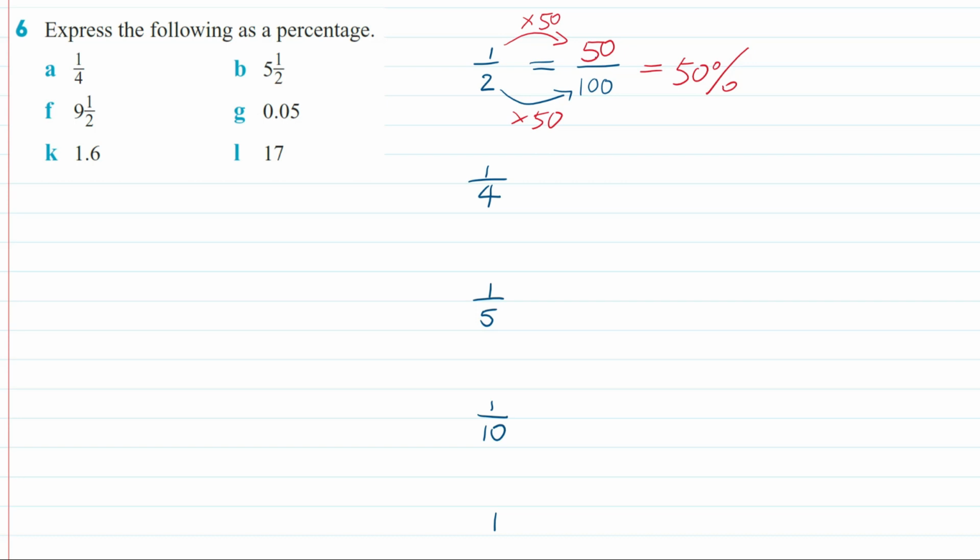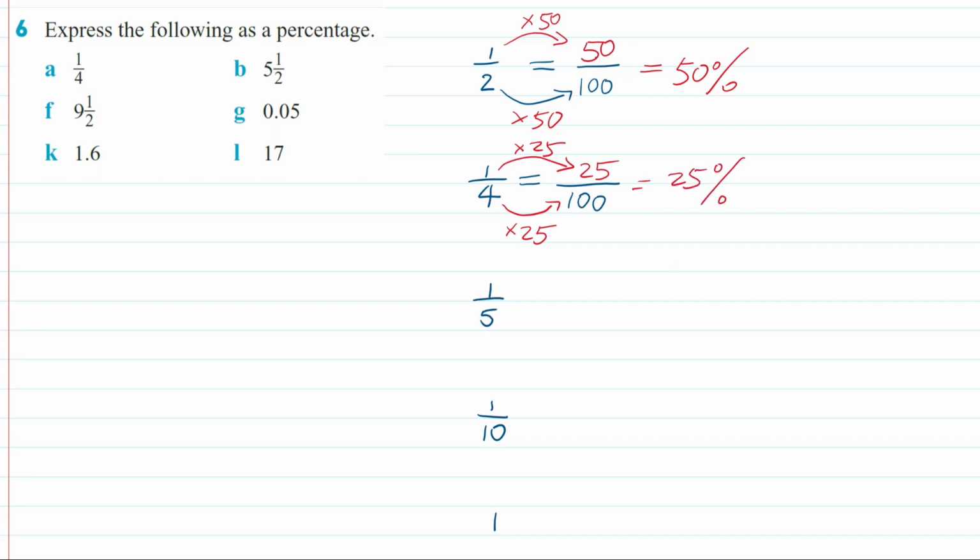So I'm going to show you that technique once more in the next number. So a quarter, let's convert that to a fraction over 100. What can you multiply 4 by to reach 100? Did someone say 25? 25 is correct. So we do the same thing at the top. 1 times 25 is 25. So that can be rewritten as 25%.